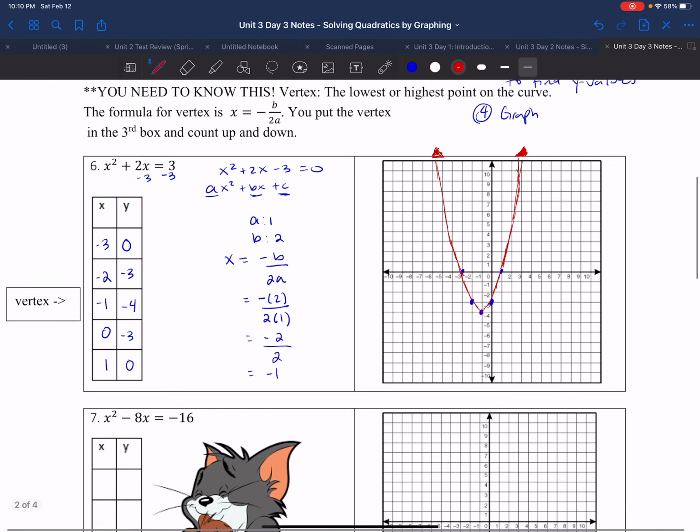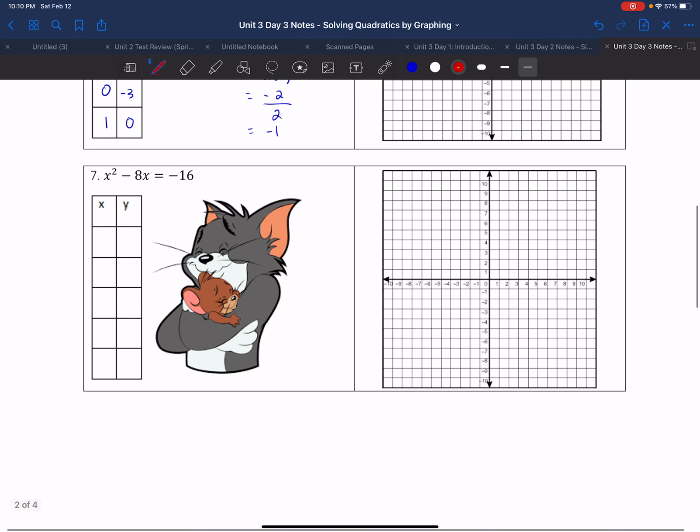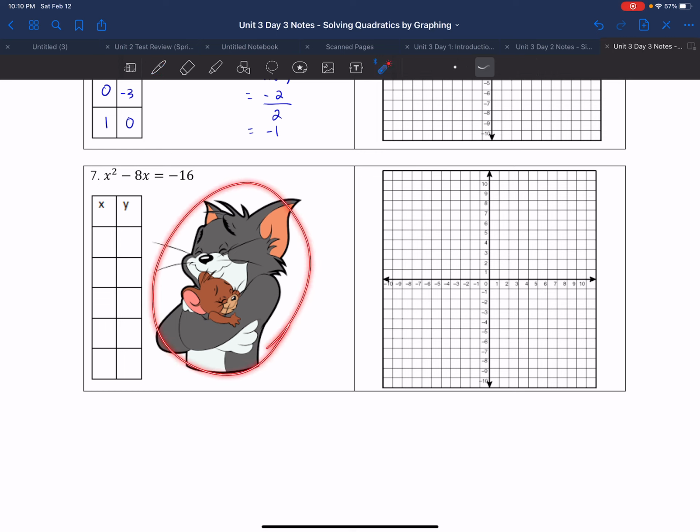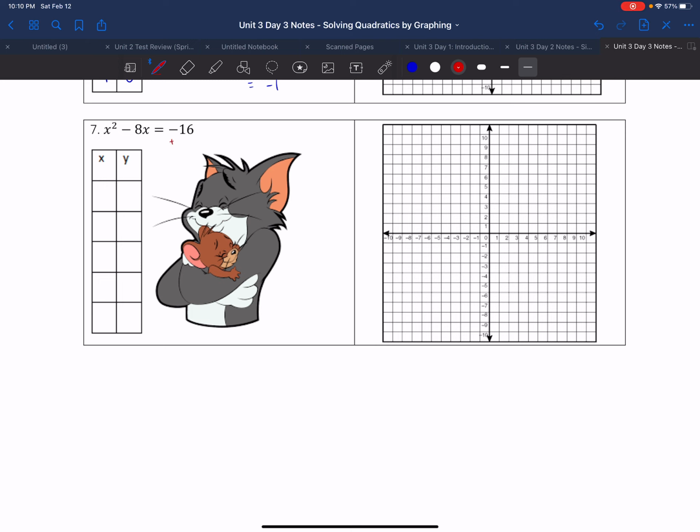Alrighty, let's do number 7. Hopefully this is really, really easy to do. We have x squared minus 8x at x is equal to negative 16. Is this in standard form? I'm really sorry, I think this is way too big. I need to shrink that a little bit. But I want to have some little pictures here and there just to make the notes a little bit more fun. But it's okay. x squared minus 8x is equal to negative 16. It is not in standard form, so I need to add 16 to both sides, so I'm left with x squared minus 8x plus 16.